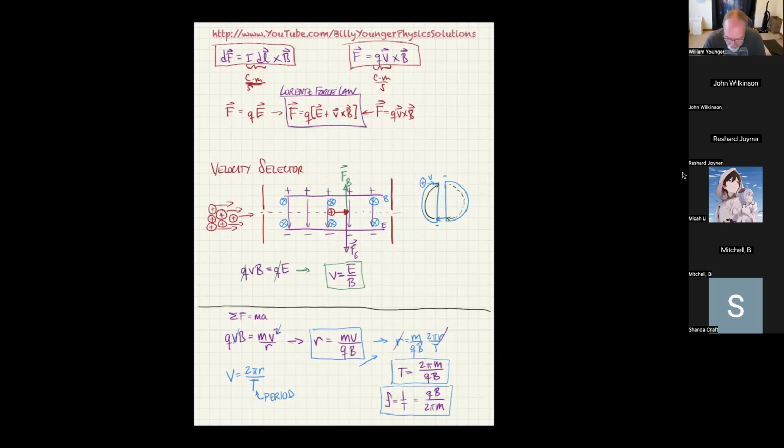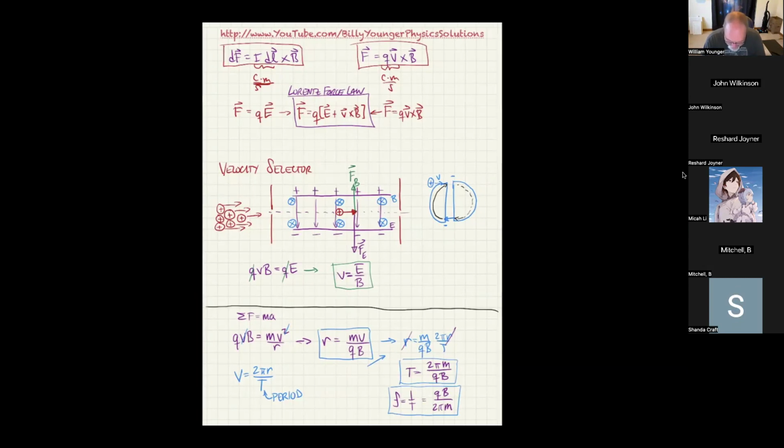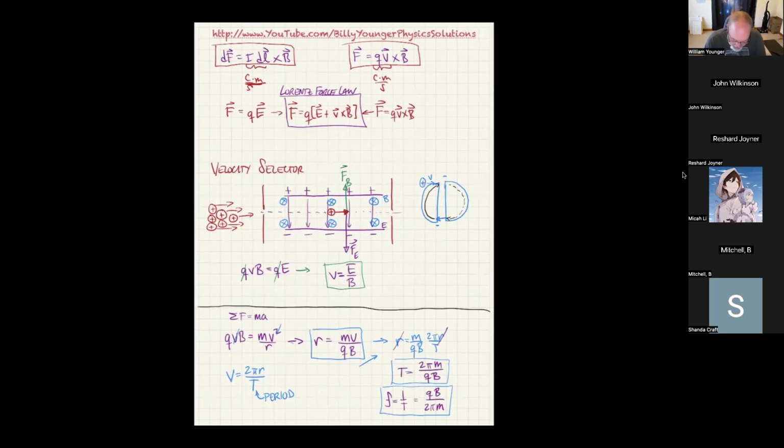Okay, so we've already used a few facts. Like we did find that the force per unit length on a current carrying wire due to another wire is mu 0 I1 I2 over 2 pi r, where r is the distance between them. We found that, so that's a fact we already knew.